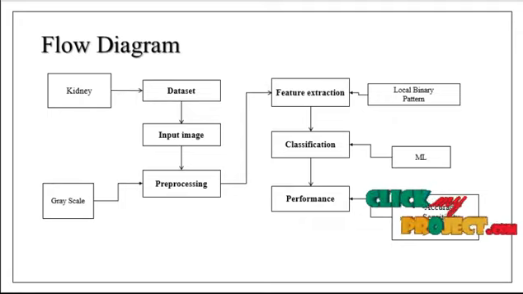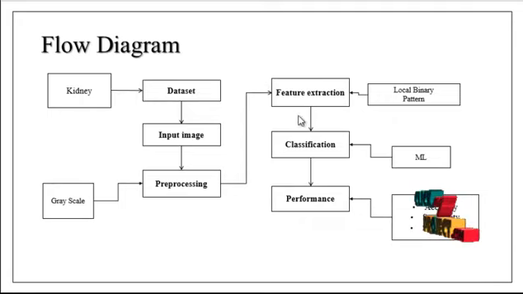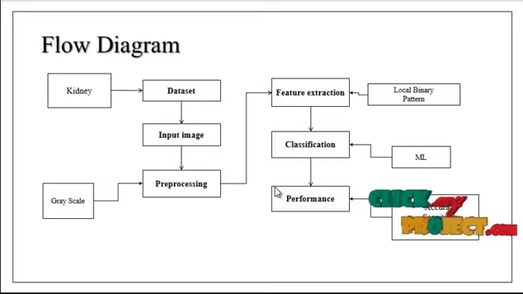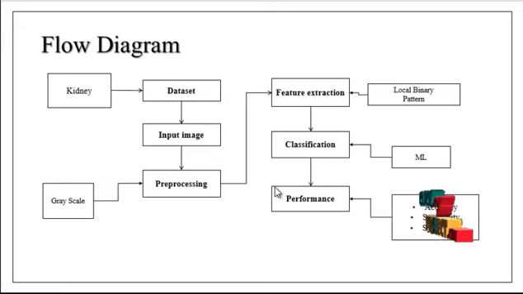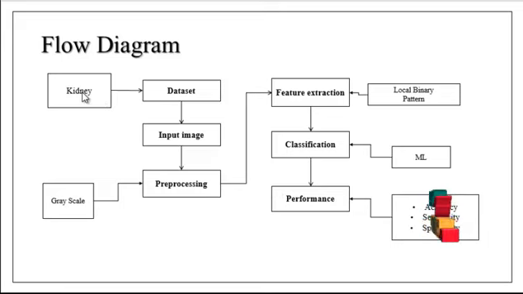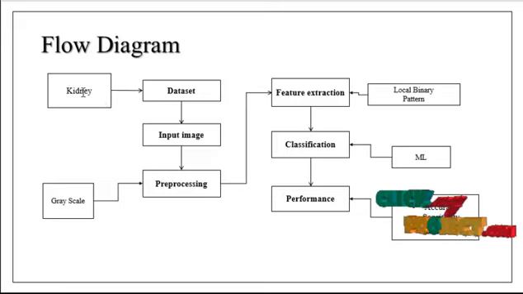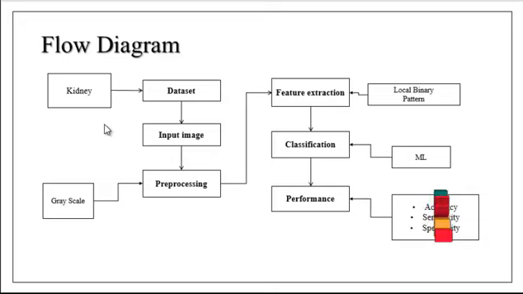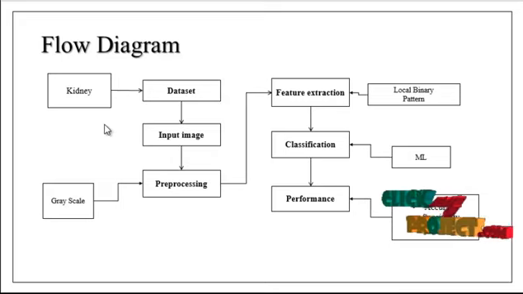Now we are going to discuss the flow diagram of the process. This is the overall working flow of this project. The project consists of the steps: input image, pre-processing, segmentation, feature extraction, classification, and finally performance estimation. At first, the kidney image is taken from the dataset. The dataset consists of both the stone image as well as the normal image, which means the healthy and unhealthy images.